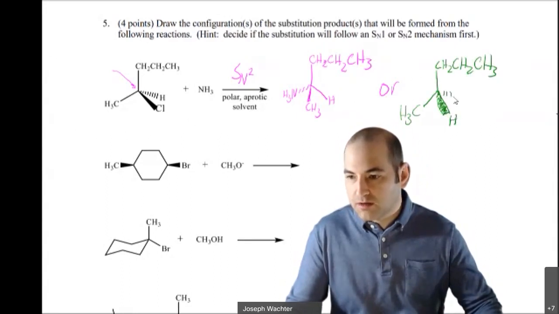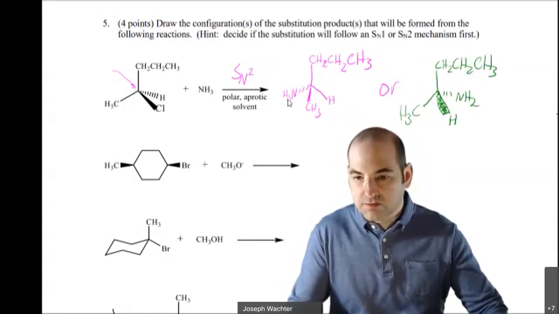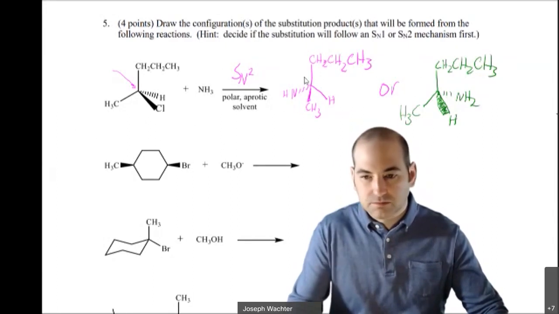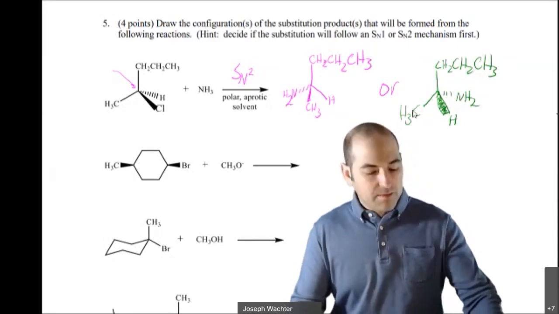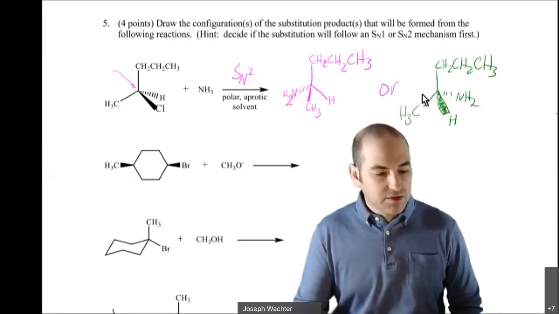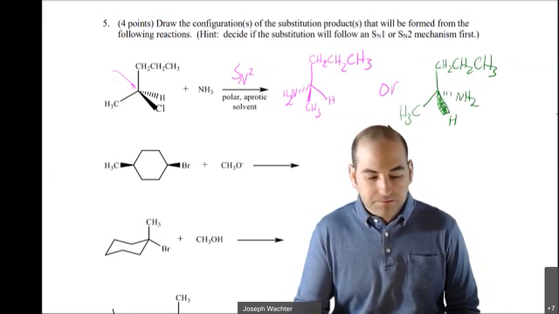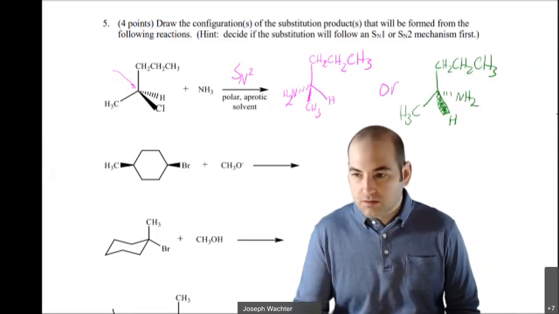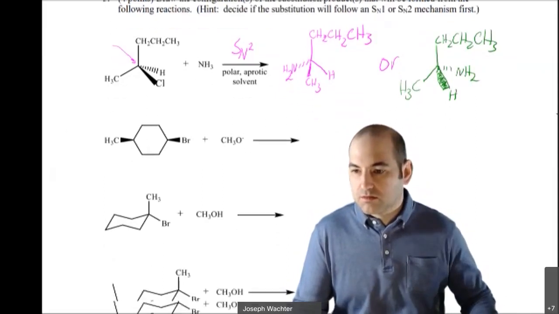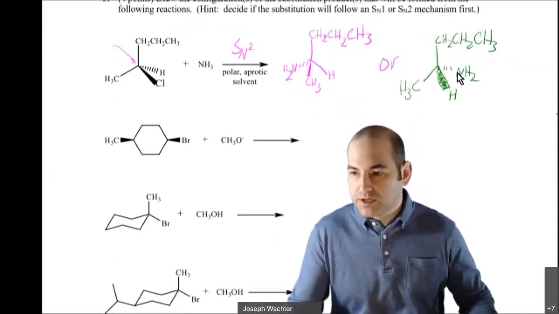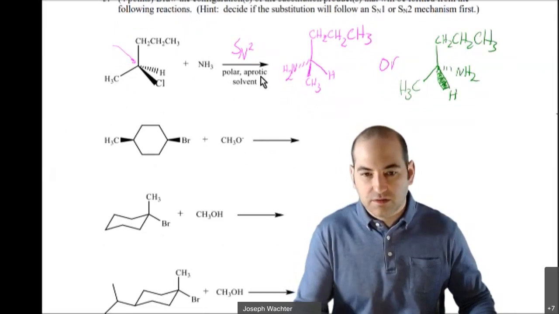So my H here, NH2 here. Sorry, this should be NH2 over here too. So either of those are okay. Those say the same thing. And again, we just want to check with our stereochemistry. 1, 2, 3, that is R. So we go from S to R.